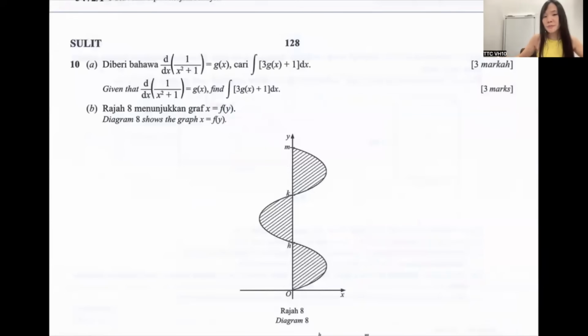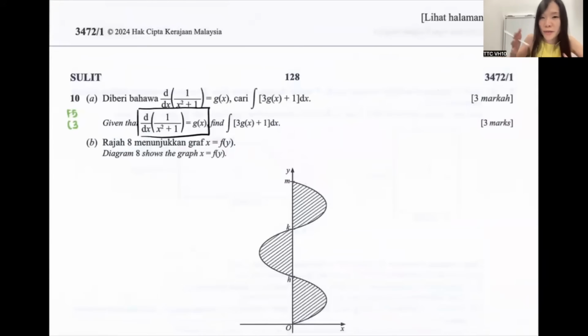Okay, this question 10. The moment I just look at it, I straight away know. All quite direct, my dear. Form 5, chapter 3, under integration. So in part A, they say, given that d/dx of this equals to this. Okay, for those who don't know, I hope you guys have this basic.